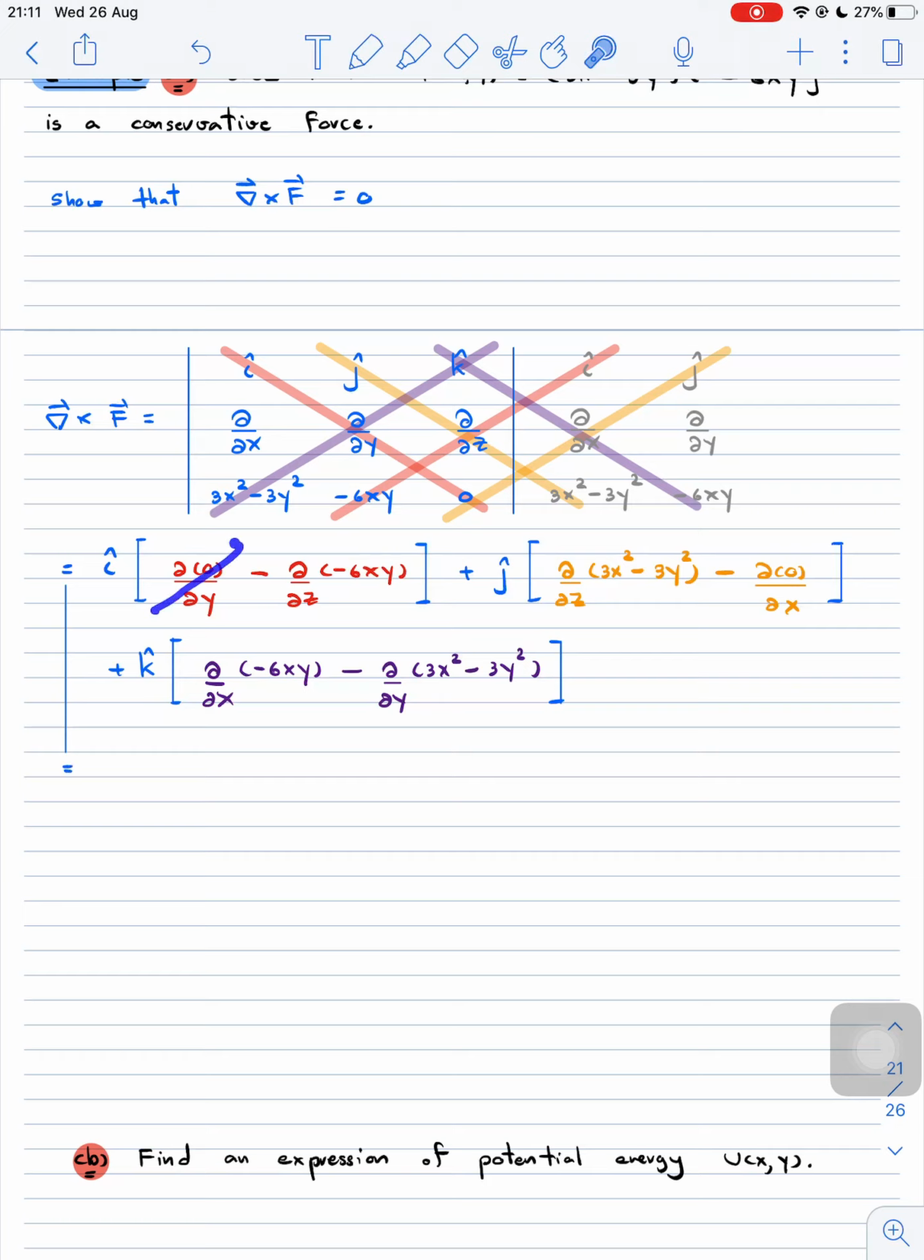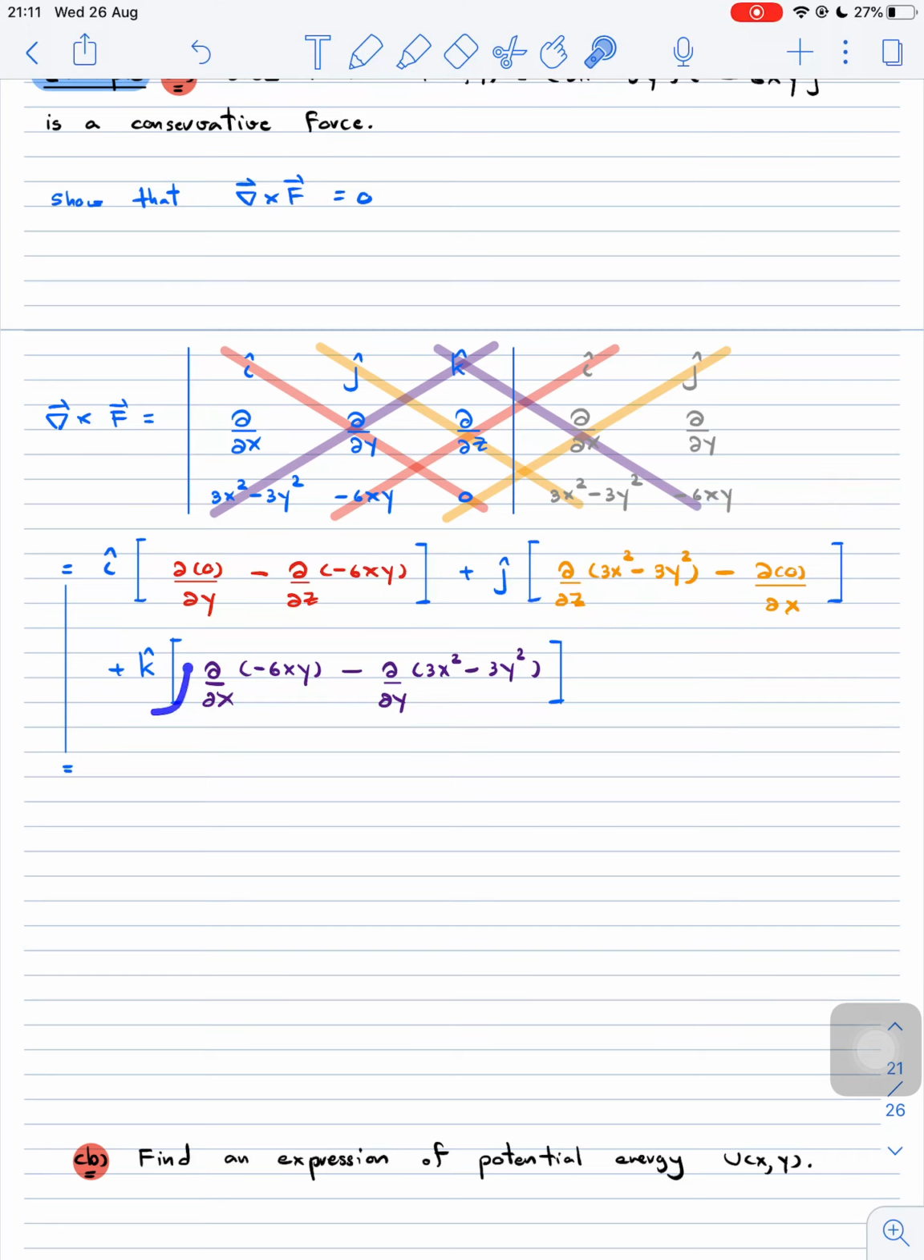So this equals 0, and this one equals 0 as well, because this is the partial derivative with respect to z, and we don't have z in this function. So the first term for the i equals 0. Now for the j, again we have only x and y, but we want to find the partial derivative with respect to z, so it's just equal to 0, and this 0 as well.